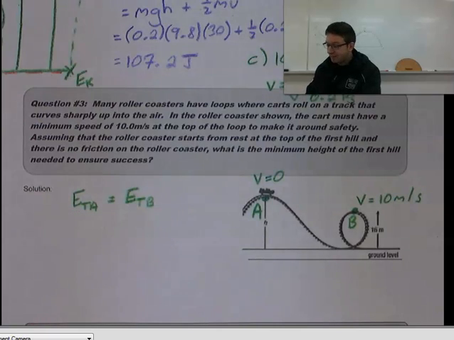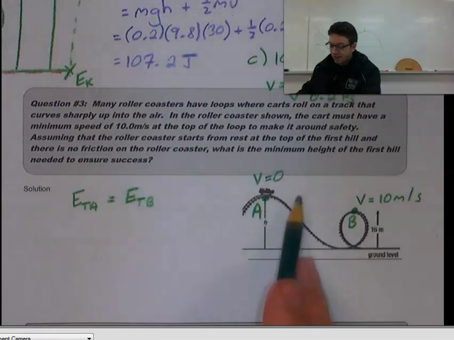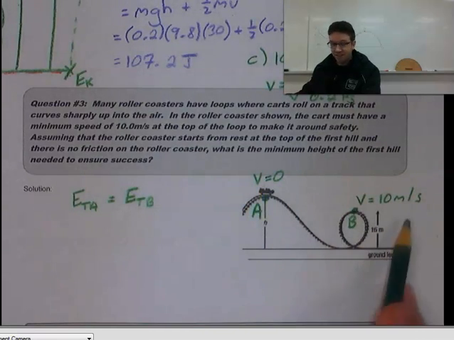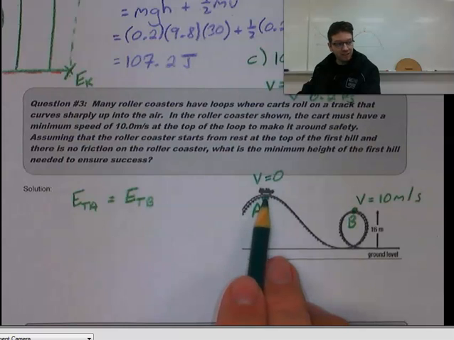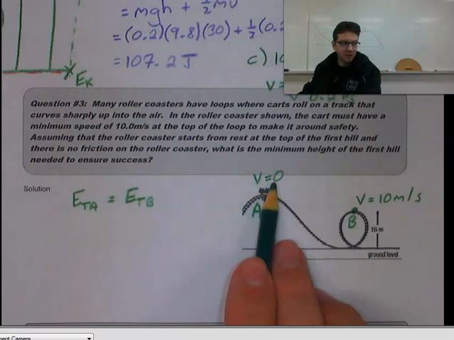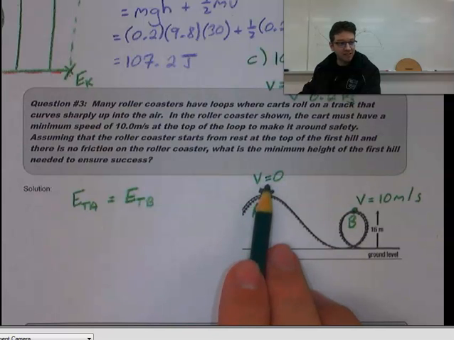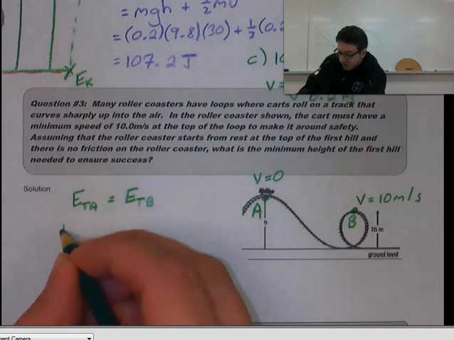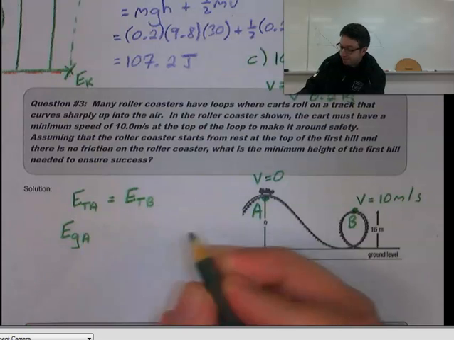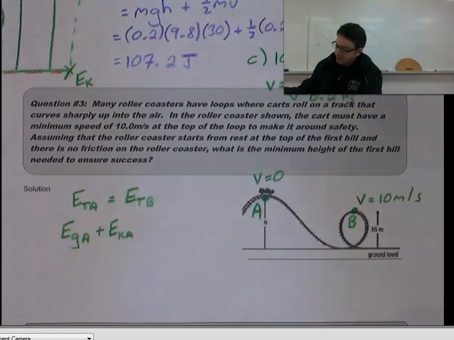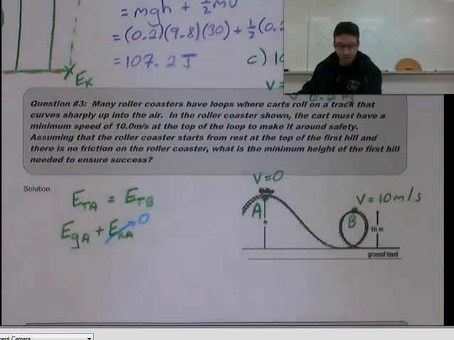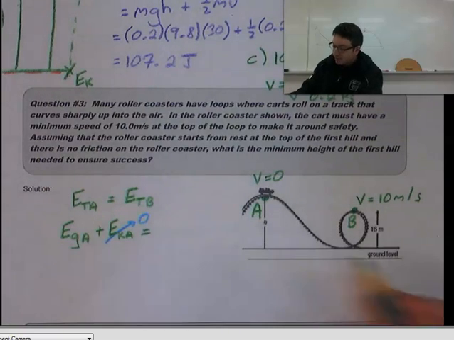All right, now we need to think of what energies are at point A and what energies are at point B. Really we've only talked about and calculated 2 types of energies, gravitational and kinetic. Here at point A, the speed is 0, so there is no kinetic. The only energy we have here is gravitational. If you want to write kinetic at A, that's fine, but just remember that it's going to be 0. And that must equal all the energies at B.